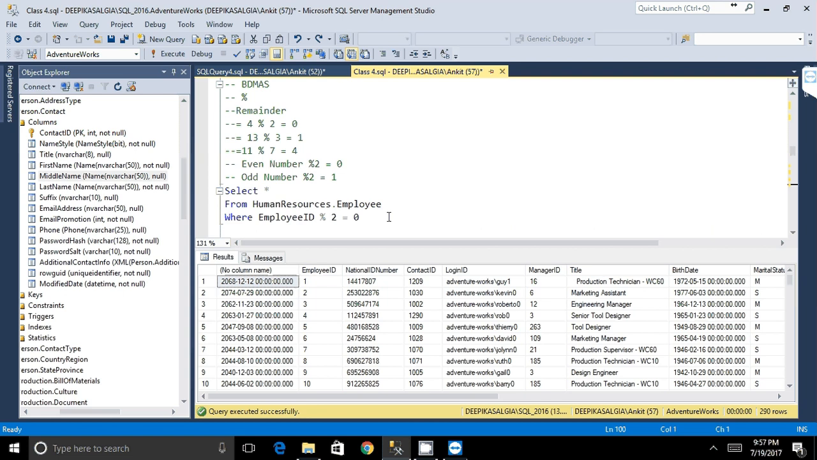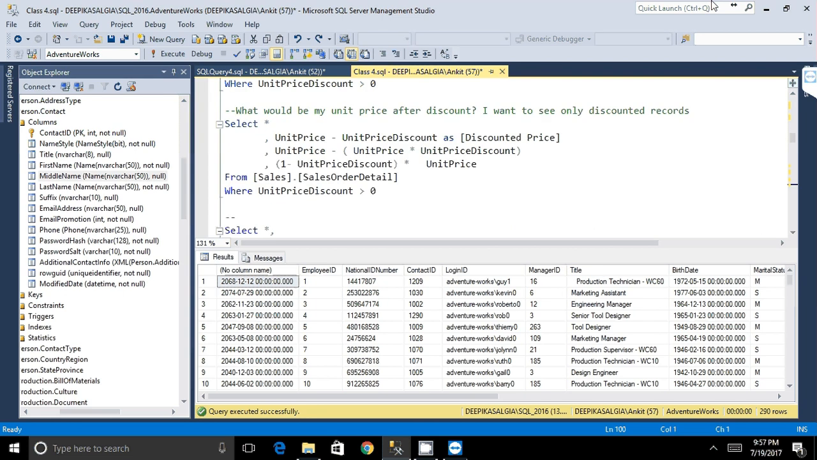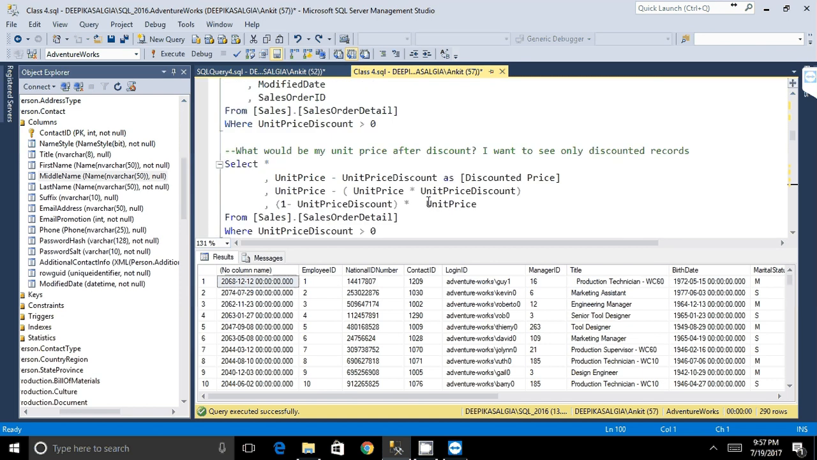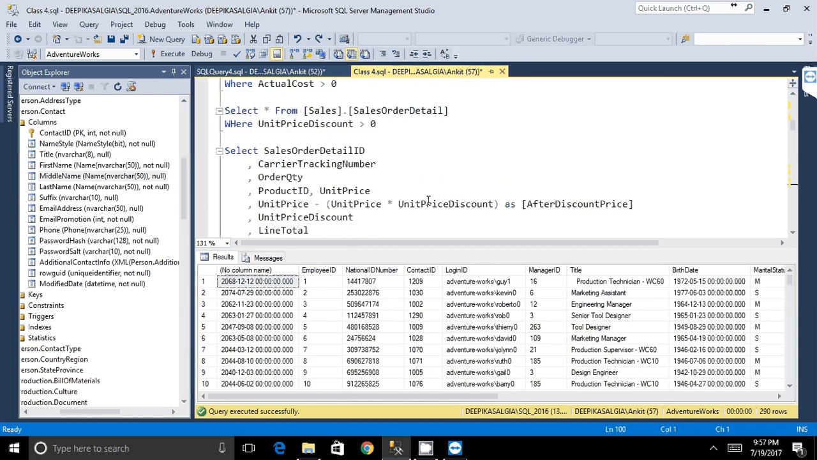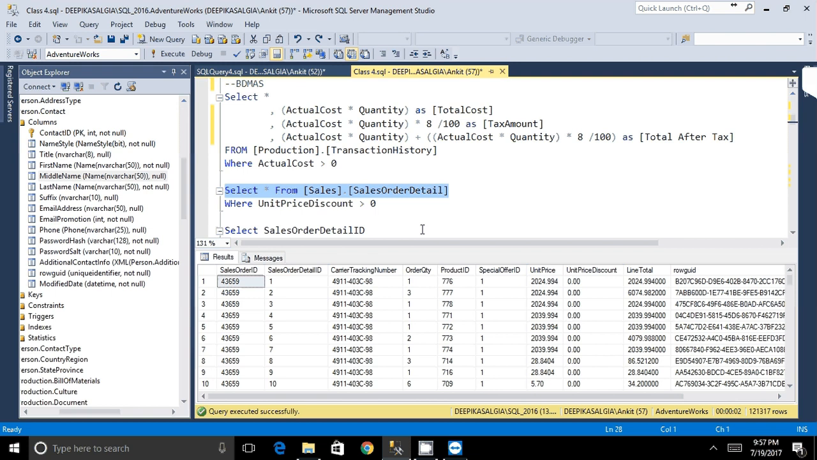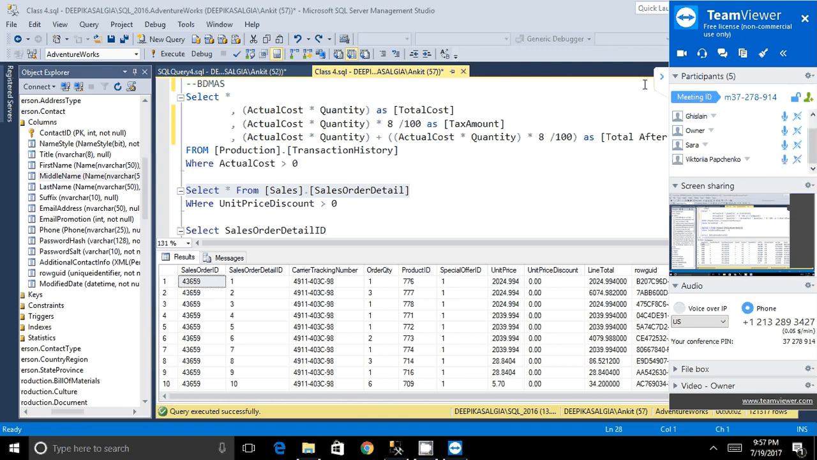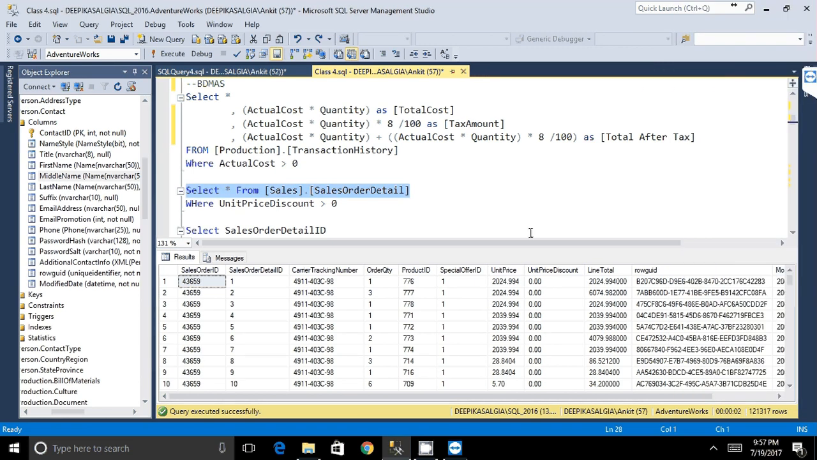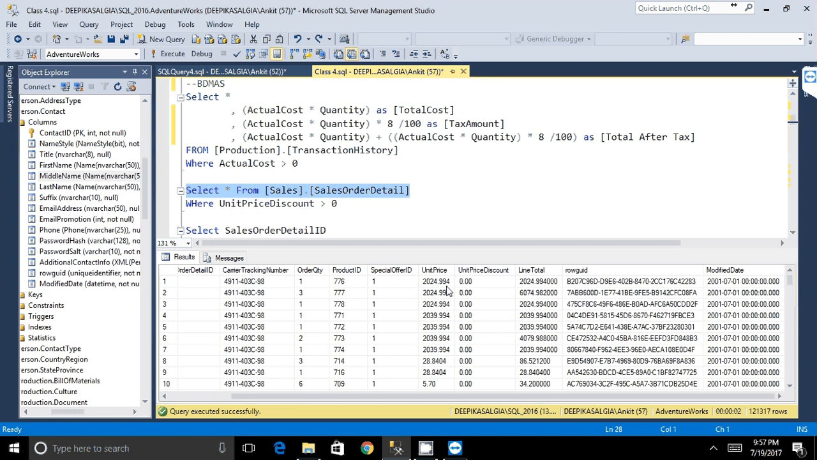Now let's try to practice a few more things. What I want to do is, let's do the sales order detail table. This is now your order table. When Adventure Works gets a sales order, it's in the sales order detail table. So what I want you to do is write a query, everyone.